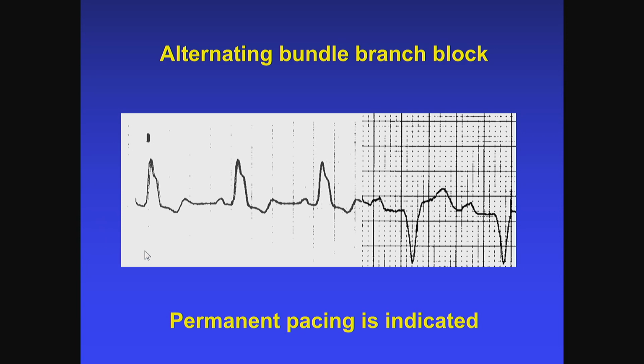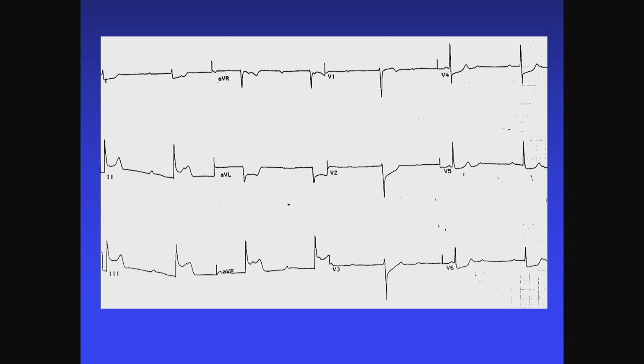In patients with alternating bundle branch block, this finding suggests disease at or below the AV node, or at or below the His-Purkinje conduction system, and the permanent pacing is indicated due to an increased future risk of progression of heart block and asystole.